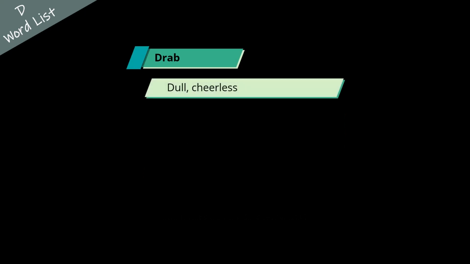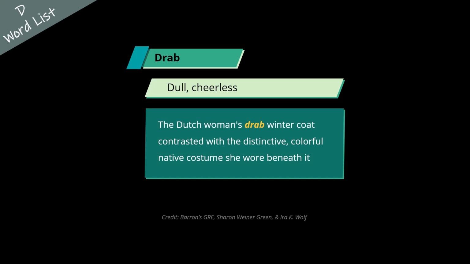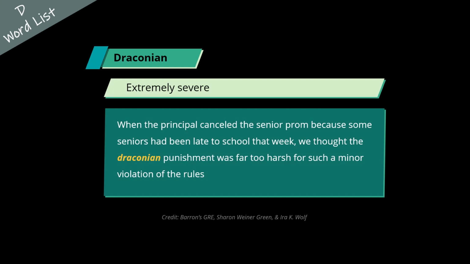Drab means dull, cheerless. For example, the Dutch woman's drab winter coat contrasted with the distinctive, colorful native costume she wore beneath it. Draconian means extremely severe. For example, when the principal canceled the senior prom because some seniors had been late to school that week, we thought the draconian punishment was far too harsh for such a minor violation of the rules.